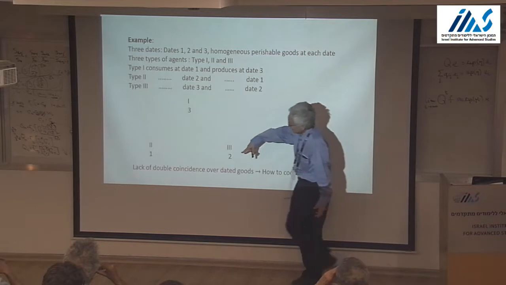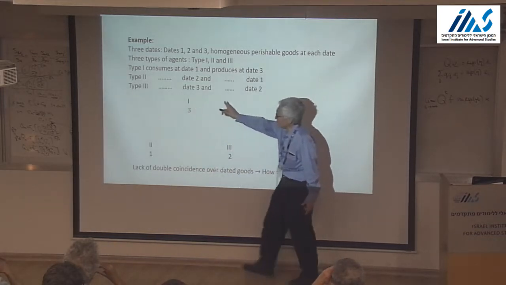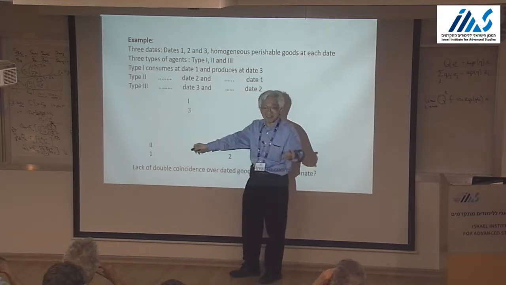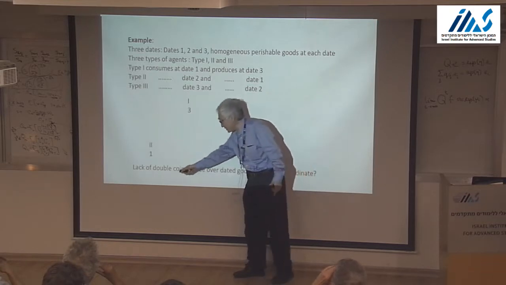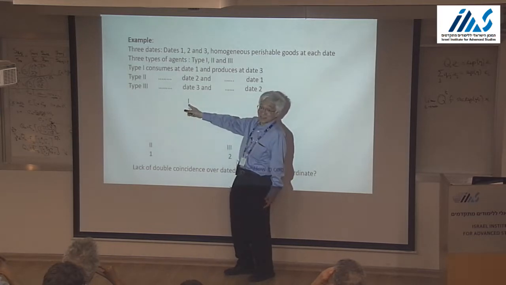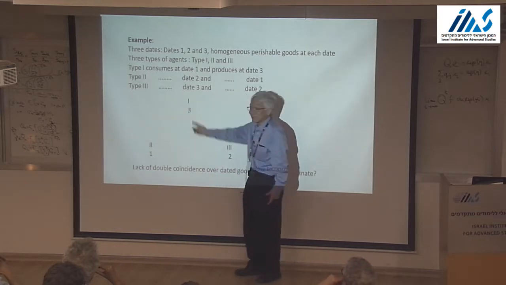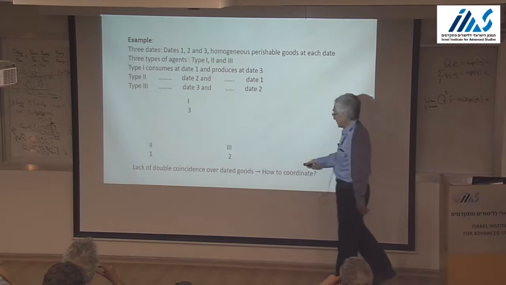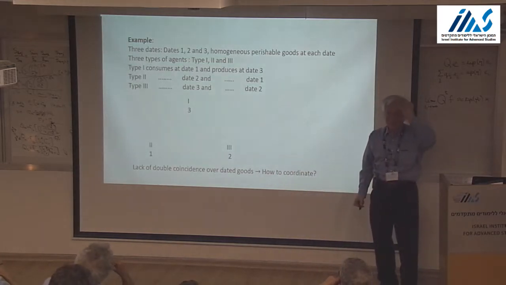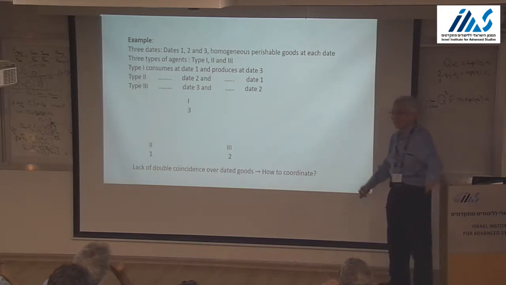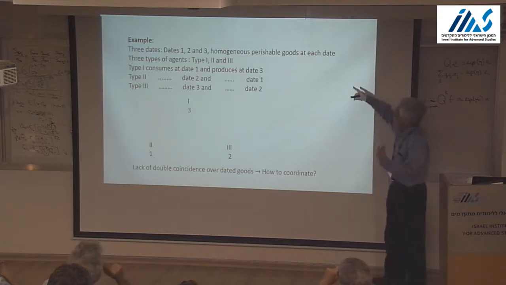This is a situation in which no pair of agents has something the other one wants. This is sometimes called the lack of double coincidence. For example, type 2 has what type 1 wants, but type 2 doesn't want date 3 goods. They want goods at date 2. So the question is, how do you coordinate? That's the question we want to pose. Do you see the 1, 2, 3? This is the starting point. How do you do it?